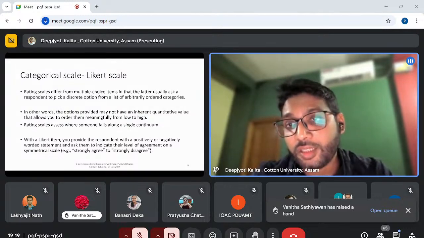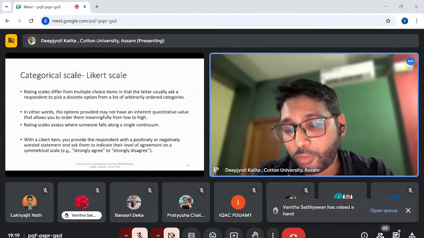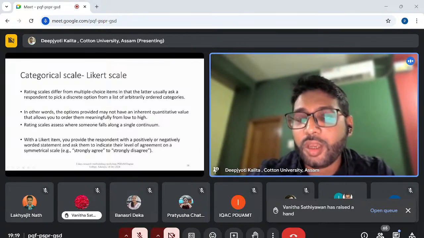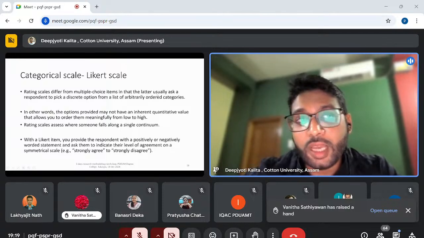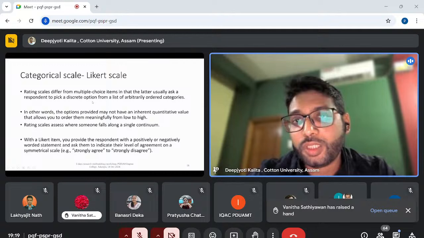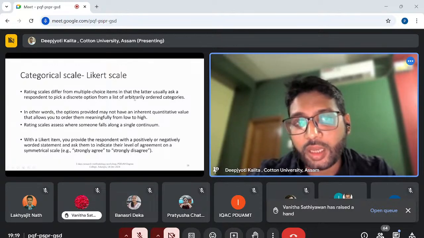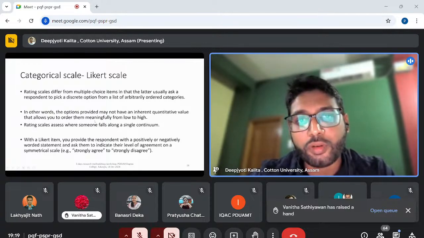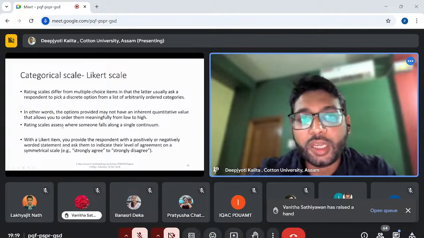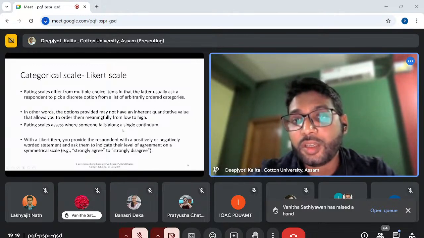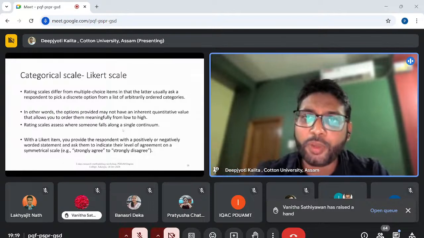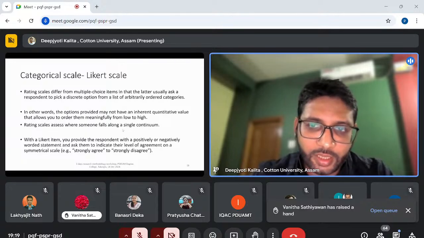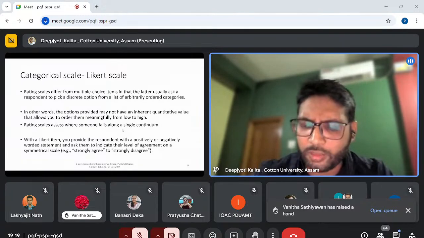And again, Likert scale is the most proper way of making quantitative conclusions in your studies. Rating scales differ from multiple choice items in that the latter usually asks a respondent to pick a discrete option from a list of arbitrarily ordered categories. In other words, the options provided may not have an inherent quantitative value that allows you to order them meaningfully from low to high. A rating scale assesses where someone falls along a single continuum, where you want to create an opinion on a certain thing. Obviously it is a strongly agree to strongly disagree scale. It may be 1 to 5, 1 to 7, 1 to 10 in any way.